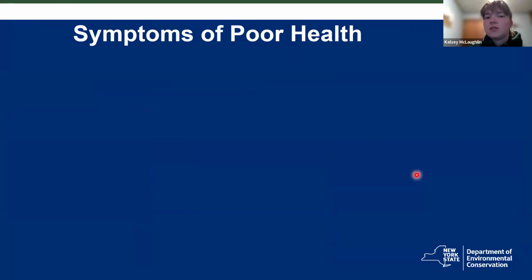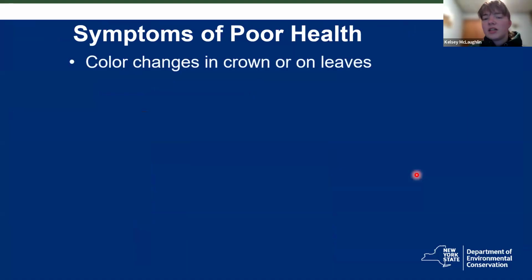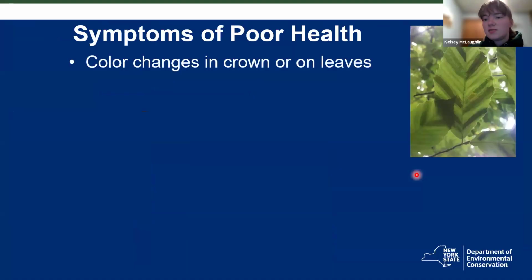So there's a few different symptoms of poor health that you can look out for. Color changes in the crown or in the leaves are a big one. So this is beech leaf disease that we were just talking about. Those stripes are not a horticultural variety or anything like that. That's a sign of stress. That's a sign of damage. So seeing those color changes are a sign that your tree is not as healthy as it should be.